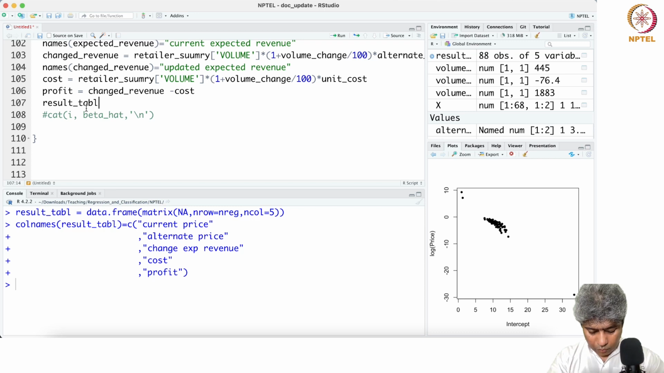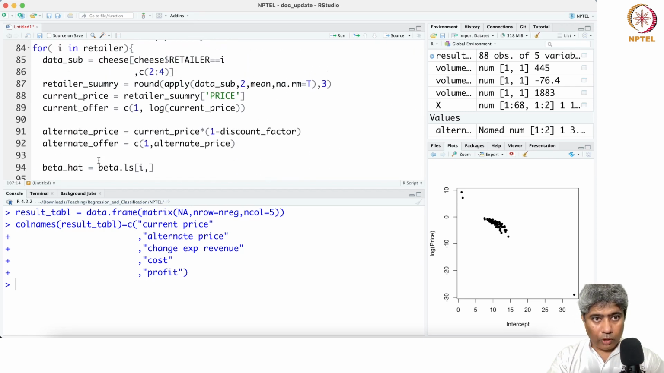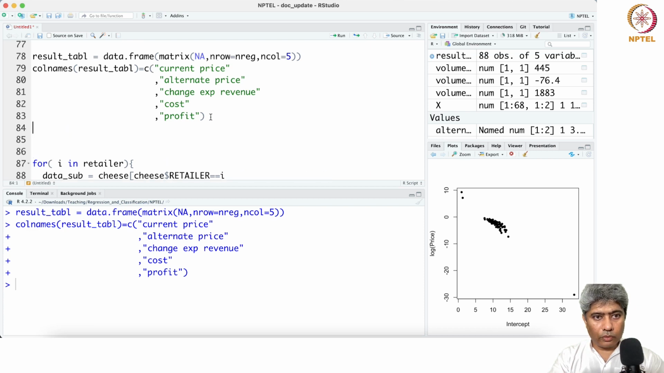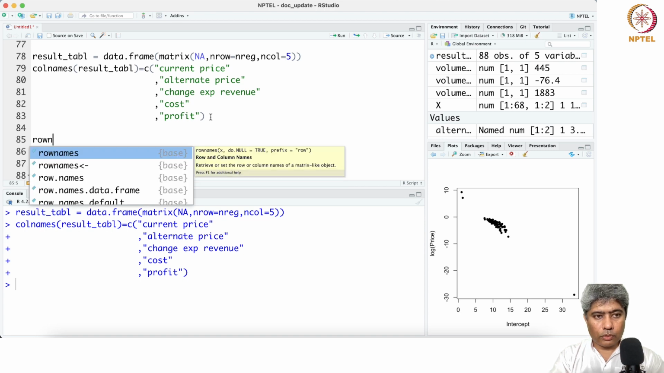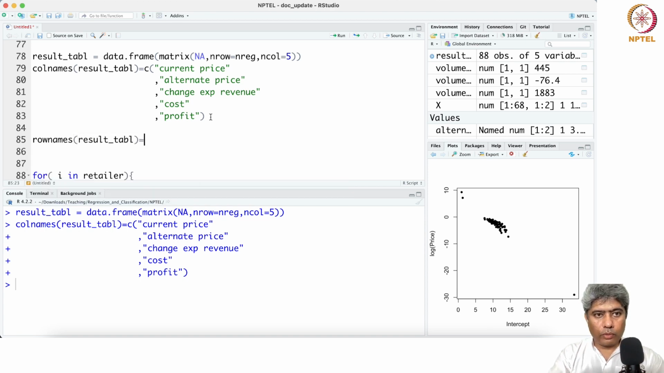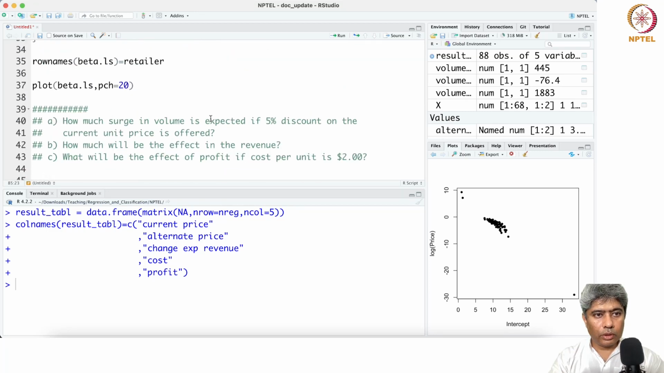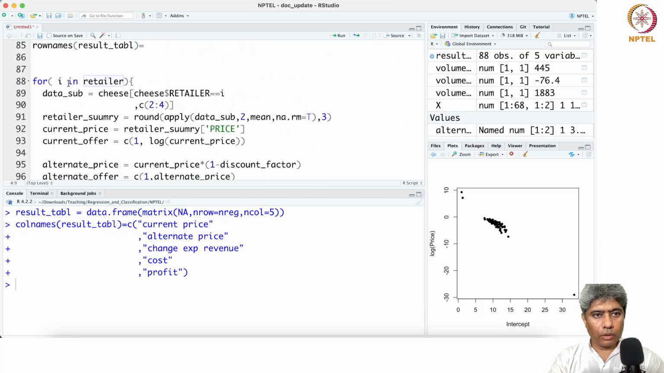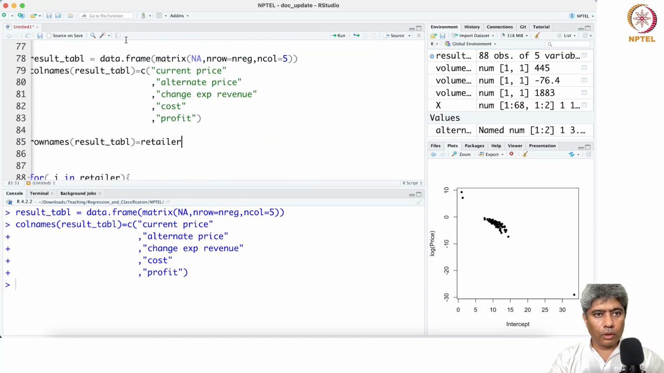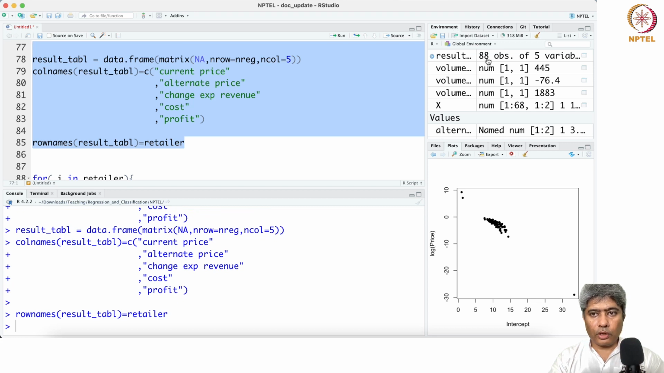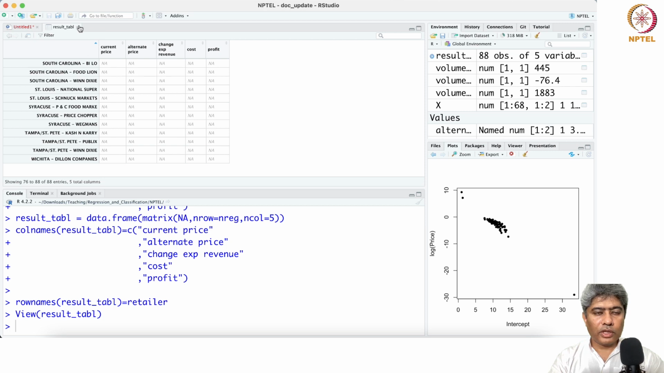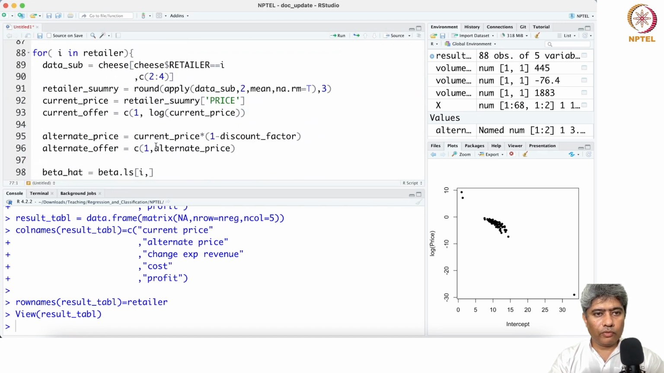So now if I just run it, I have to do one more thing. We have column names, and I have to do row names also. Row names of result table equal to retailer. Right. Okay, so if I just define it now, you can see all these names are there. I have just created a placeholder for that.